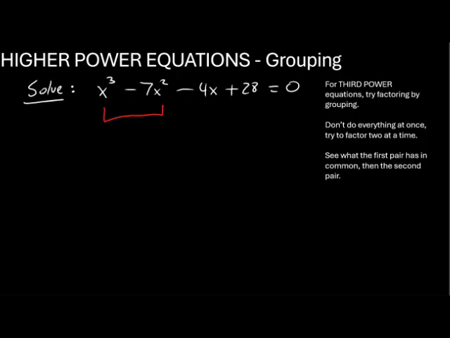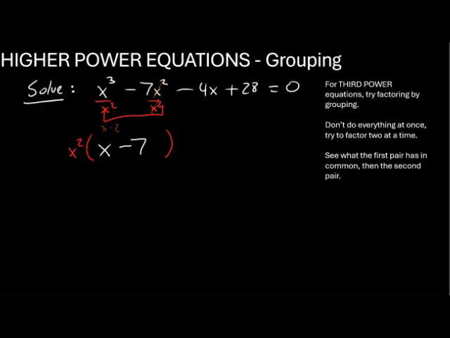that is, x squared. We'll write that on the outside of a set of parentheses and divide both terms by x squared. X to the third divided by x squared is just third power minus second power, and that will be x to the first power. 7x squared over x squared will cancel out all of the x's and leave us with negative 7.